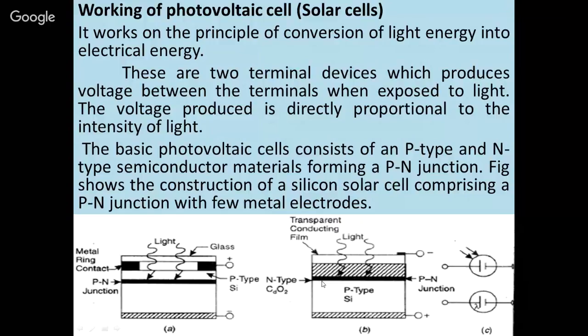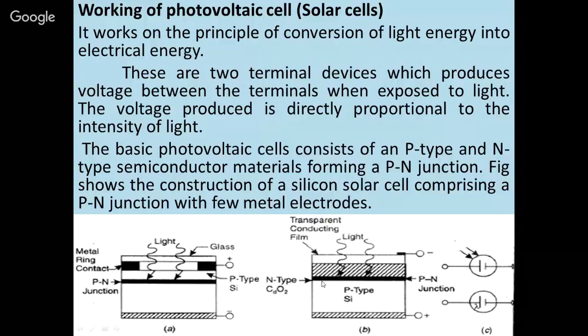These are two terminal devices which produce voltage between the terminals when exposed to light. When exposed to light, they start to generate power. The voltage produced is directly proportional to the intensity of the light. If the light radiation or intensity is more, more power or more voltage is generated. If it is cloudy, the power generation will be very little. If it is very bright sunlight, we have higher and higher generation.